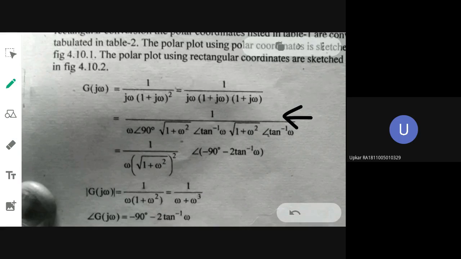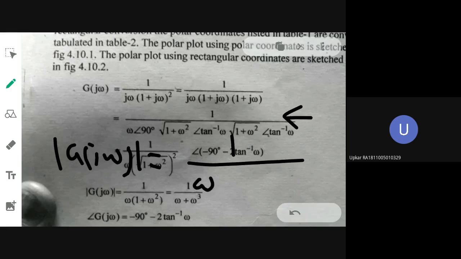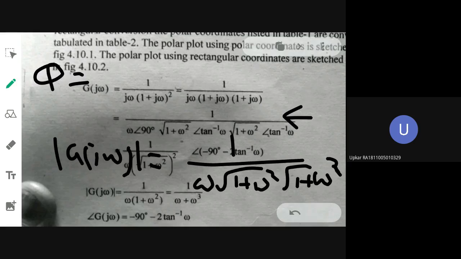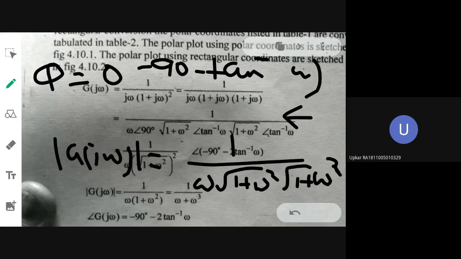Suppose you want to separate angle alone and magnitude alone, then the expression will be 1 divided by ω into square root of 1 plus ω squared into square root of 1 plus ω squared. This is my magnitude alone. Now what about phase angle? The phase angle expression is 0 minus 90 minus tan inverse of ω minus tan inverse of ω. This can be simplified as minus 90 minus 2 tan inverse of ω.